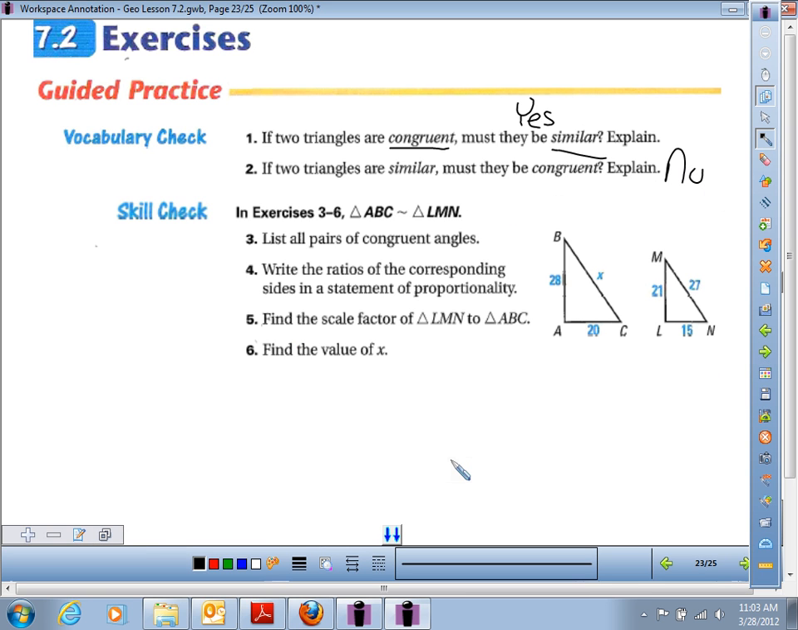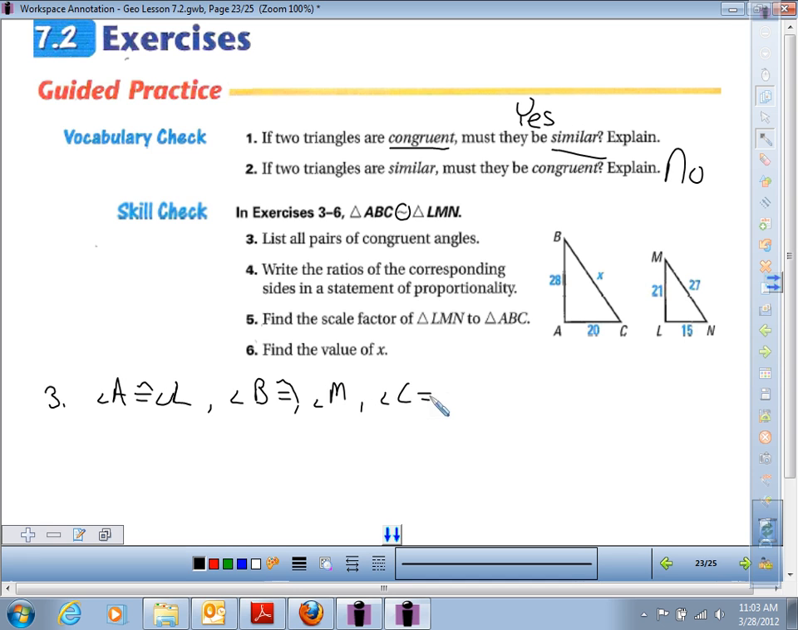Okay, move on. Now, exercises 3 through 6. Triangle ABC is, there's our symbol for that again, similar to triangle LMN. List all pairs of congruent angles. So let's go down here. Number 3, angle A is congruent to angle L because they're in corresponding positions. Angle B is congruent to angle M. And angle C is congruent to angle N. All right, so there are our congruent angles listed out.